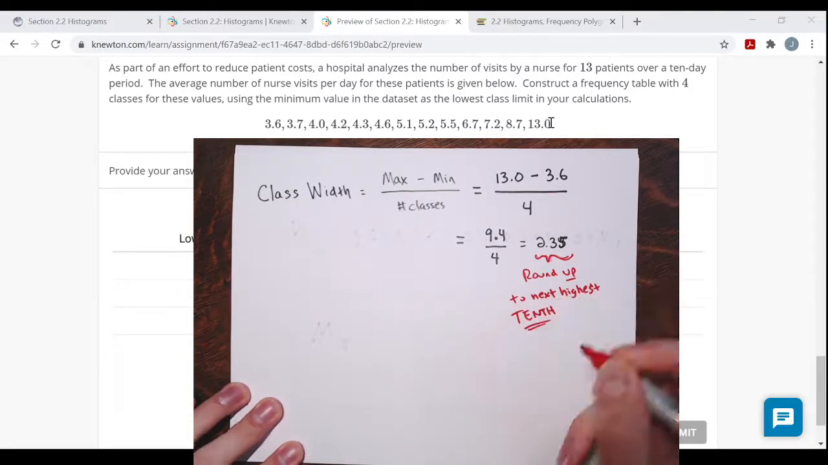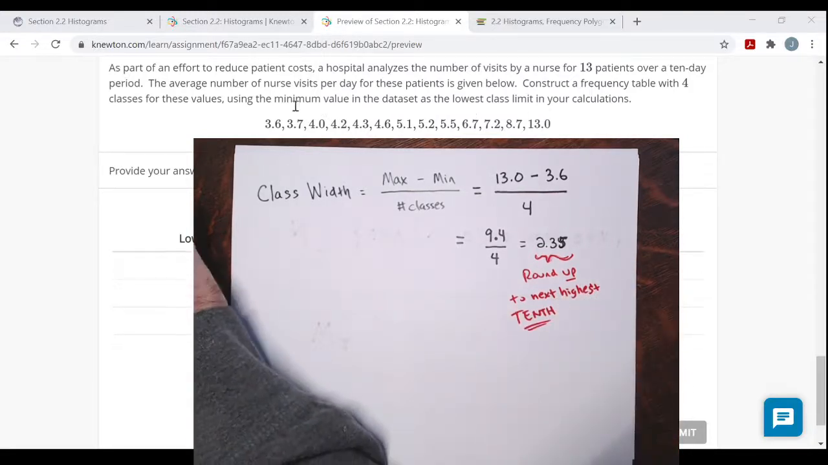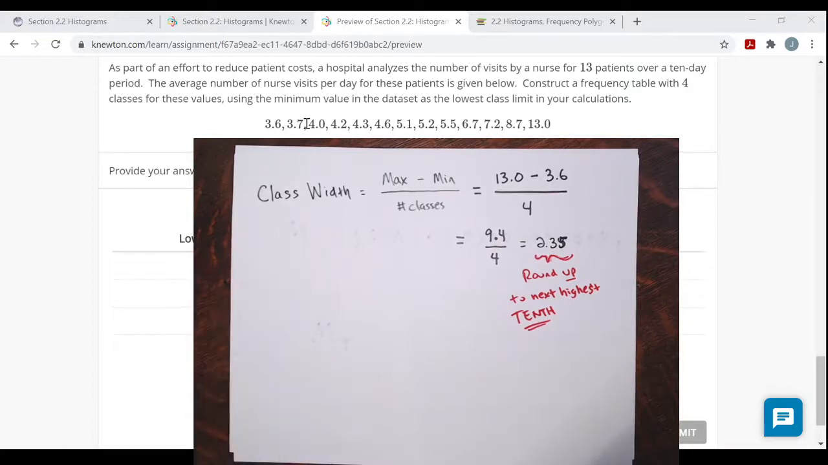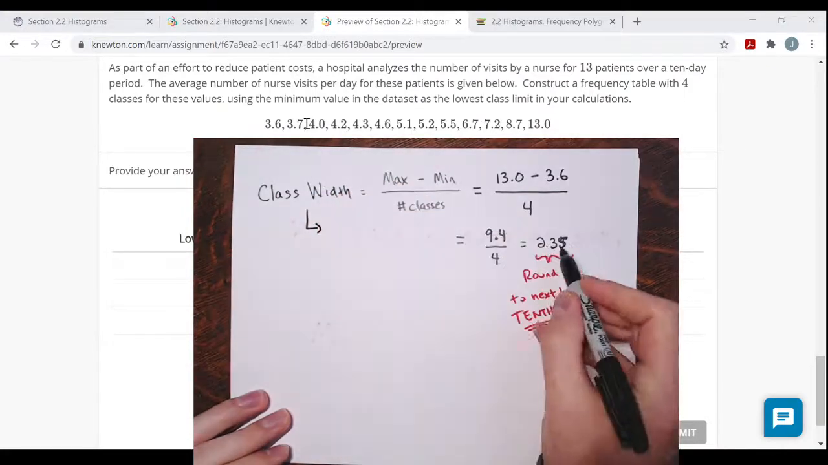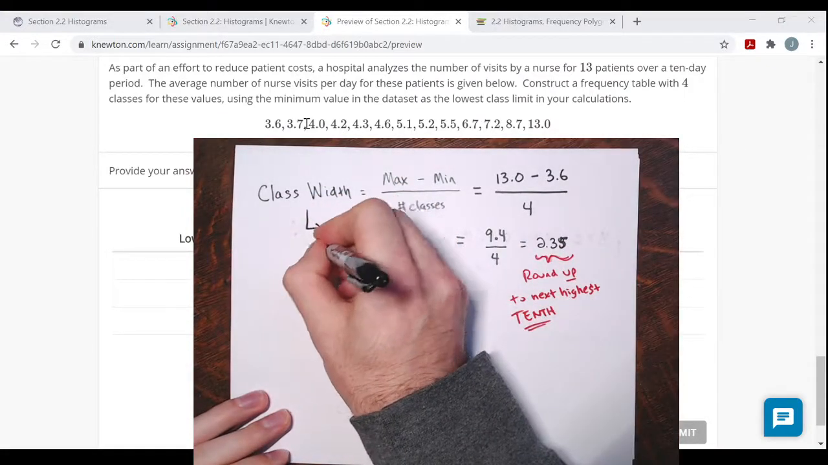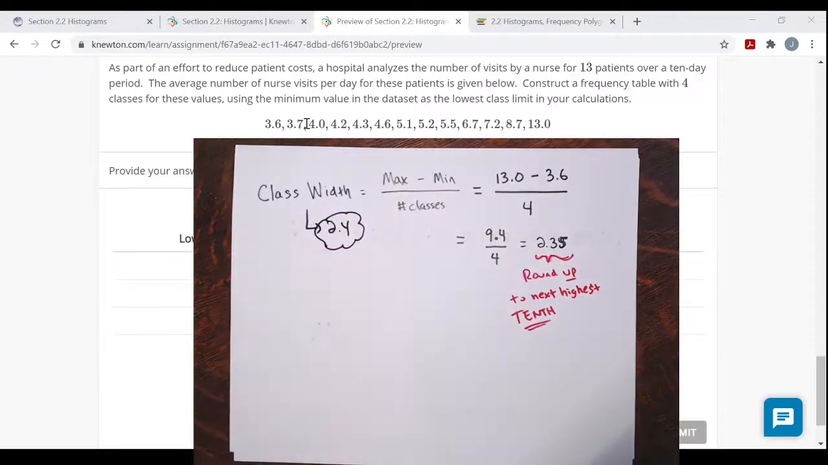If there were any data values to 2 decimal places, I'd round up to the next highest 100th. It depends on what the data look like. So we're going to use a class width of 2.4.